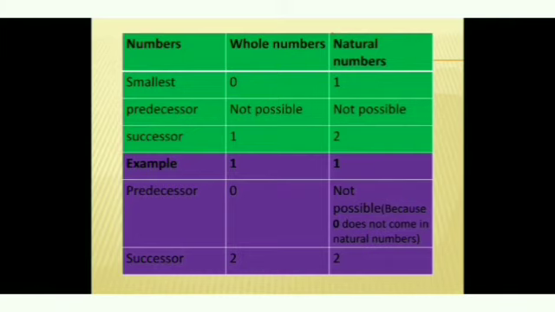As in the same example, I can say the whole number 1 and the natural number 1 both will have a successor, and we can always say that whole numbers and natural numbers will always have a successor.